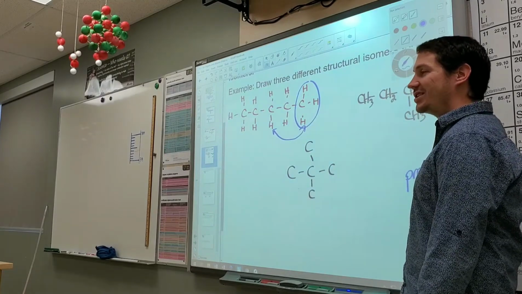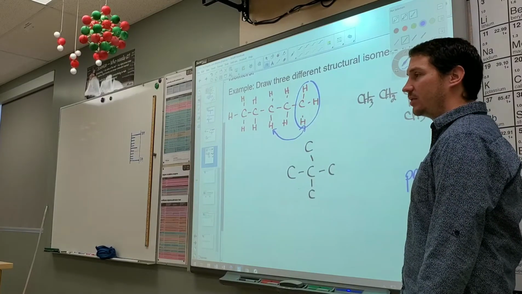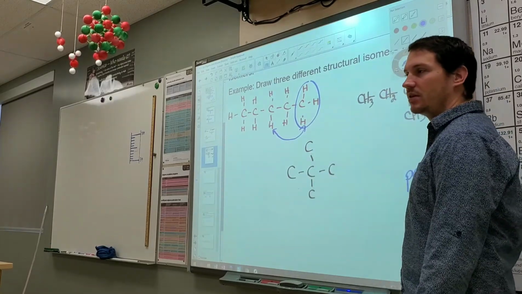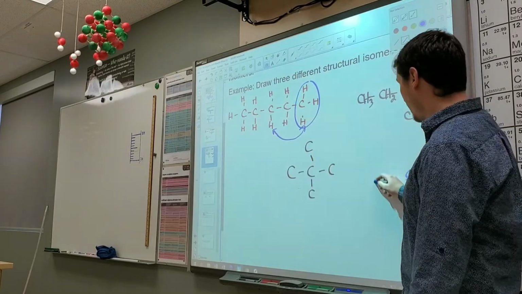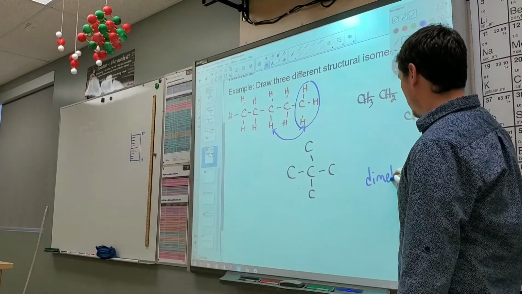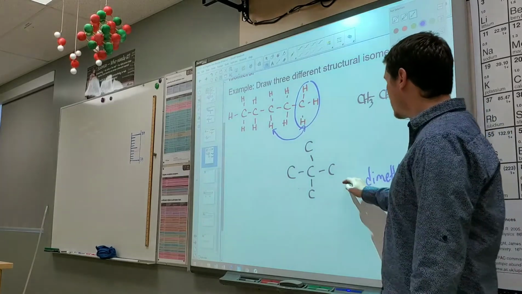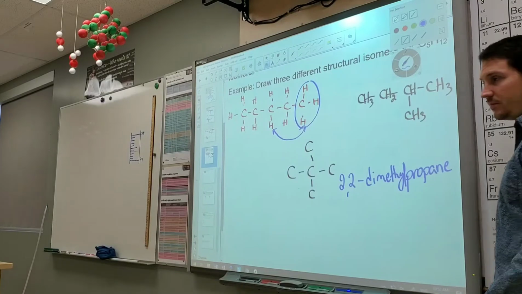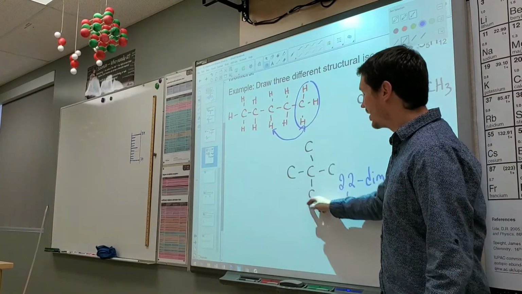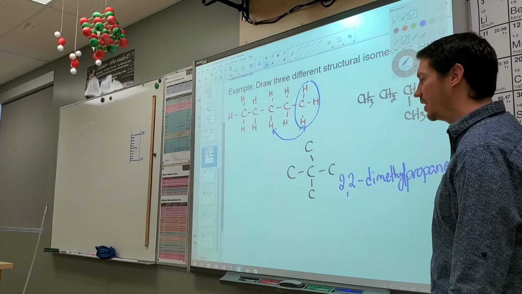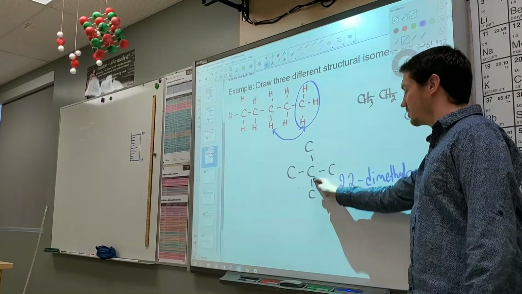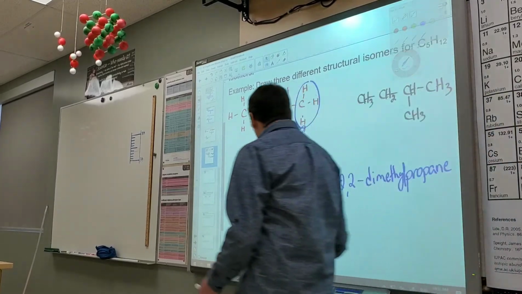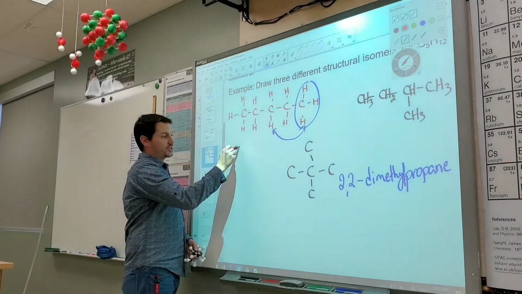And what branches do we have on our parent chain? You have 2 methyls. How do you say 2 methyls? Dimethyl. So this is going to be 2,2-dimethyl propane, because both of these carbon branches are attached to the 2nd carbon, right? This is a 2-methyl, this is a 2-methyl, so 2,2-dimethyl propane. The name of our original compound was just pentane.